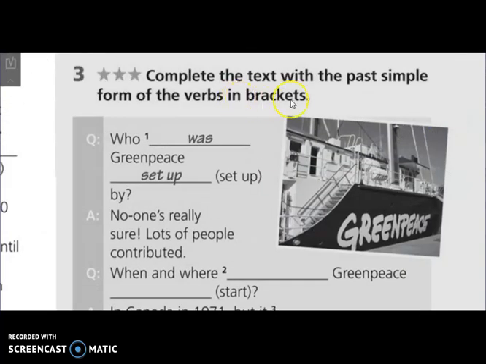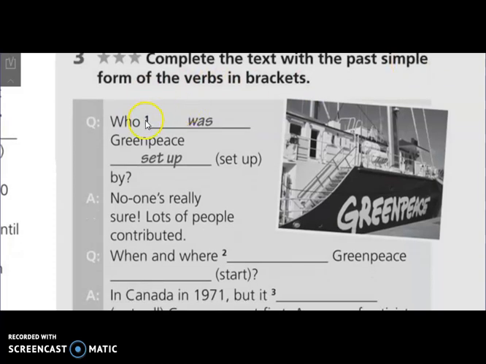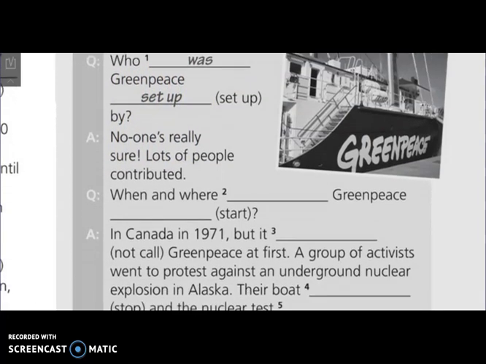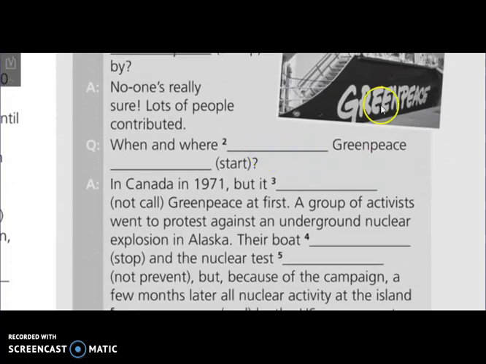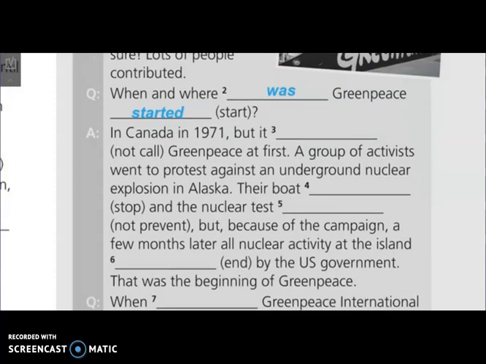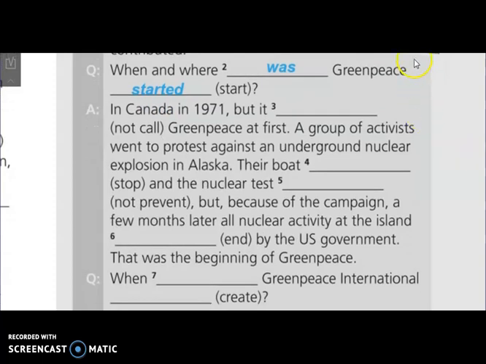Here we have to complete the text with the past simple form of the verbs in brackets, passive or active. Number 1, who was Greenpeace set up by? No one's really sure. Lots of people contributed. When and where was Greenpeace started? In Canada in 1971, but it wasn't called Greenpeace at first.